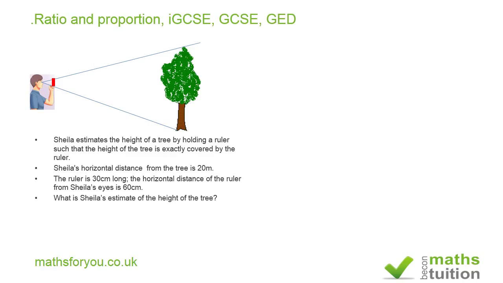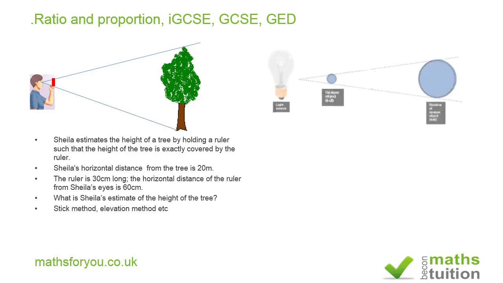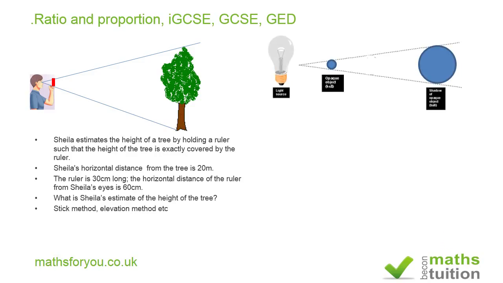Right. Now, this can be done in a few ways. It can be done by what's called the stick method, which Sheila is using here, or it can be done by the elevation method, which involves angles, and so on and so forth. Now, this stick method is not unlike what you do in your science laboratory when you want to find the focal point of a lens.